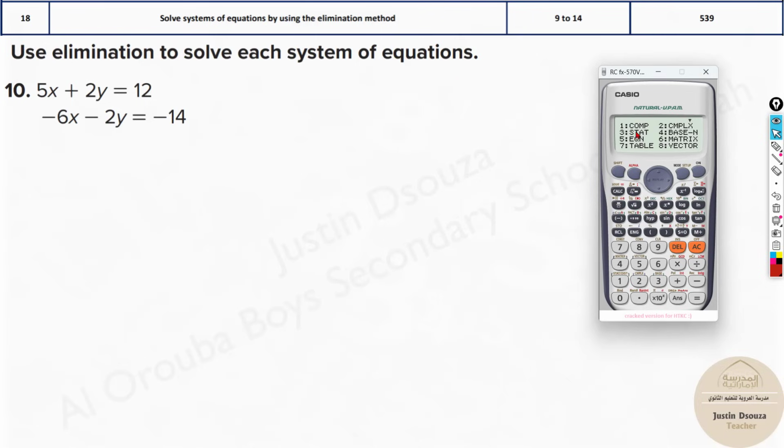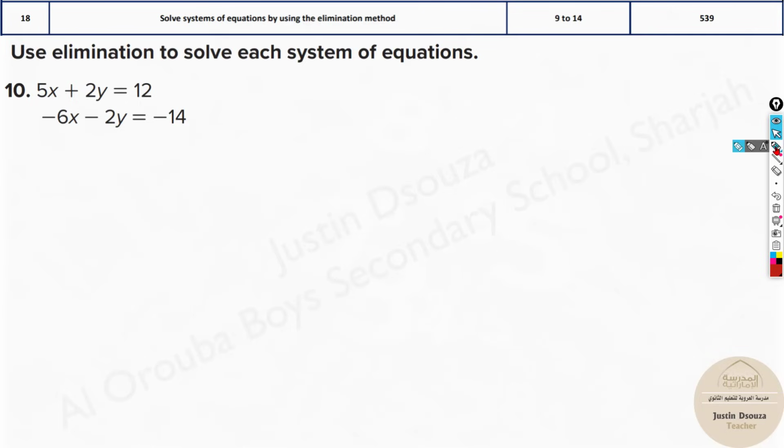I will just do it again. The calculator method is mode 5 and 1. Remember, this is just to check your answers. It's 5, 2, 12, minus 6, minus 2, and negative 14. The answers must be 2 and 1. Now, how do you solve this? I will do this over here. It's very easy to solve this one.